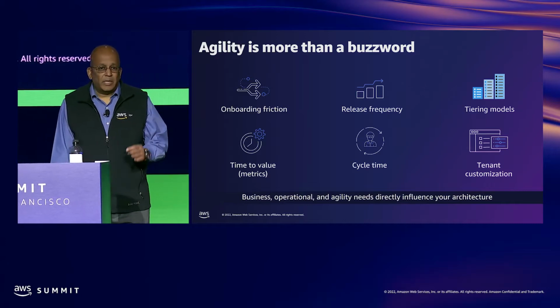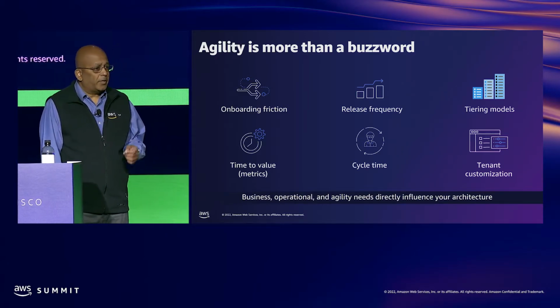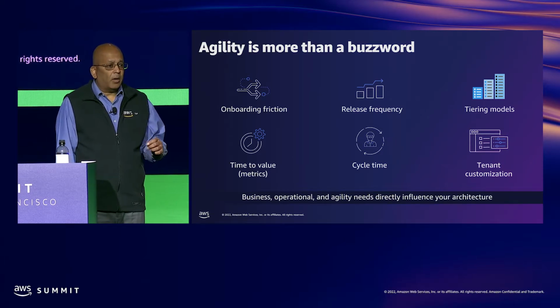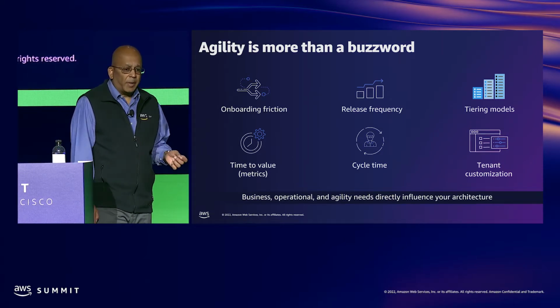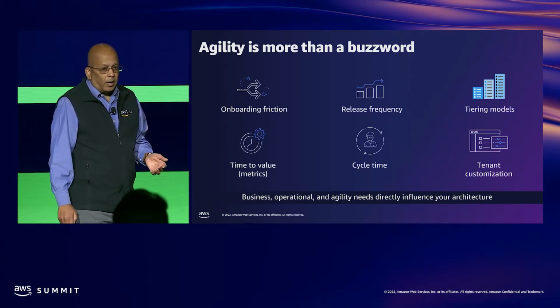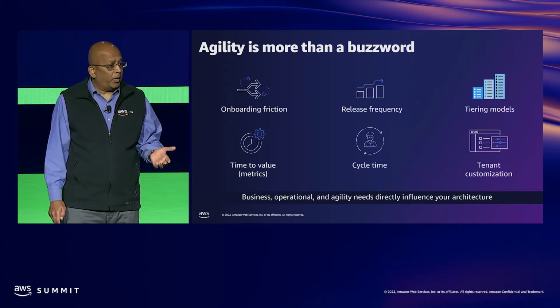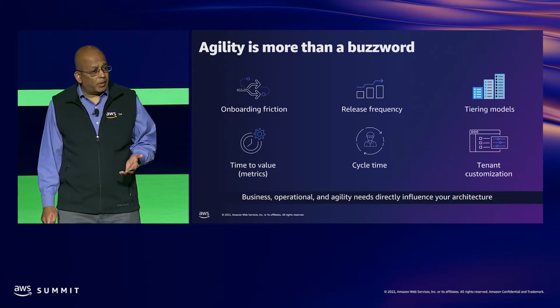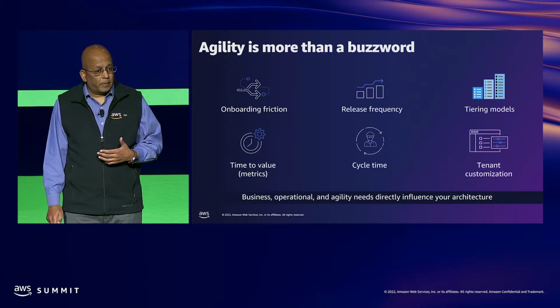Let's look at the word agility. And it's very key because it's not really a buzzword. We need to be agile across various different aspects of your SaaS architecture and your solution. You need to be agile in onboarding new tenants. So as new customers come on board, you want to make sure that it's a frictionless process.